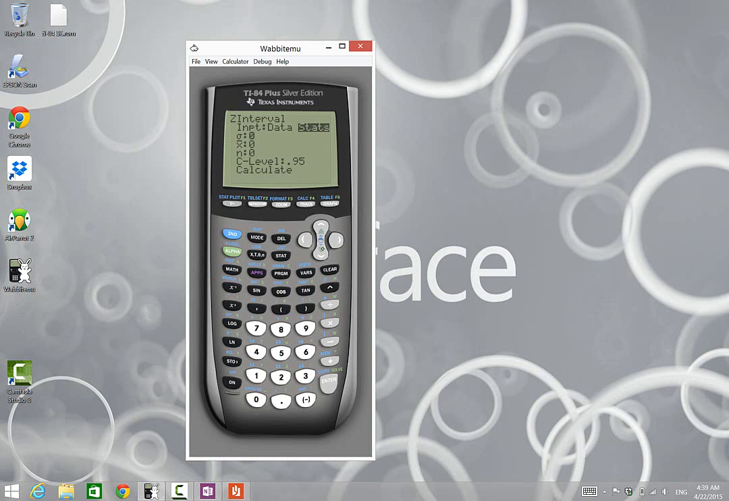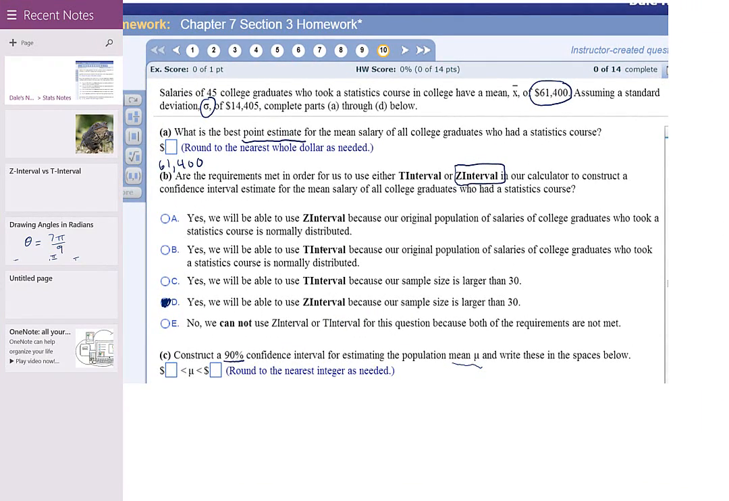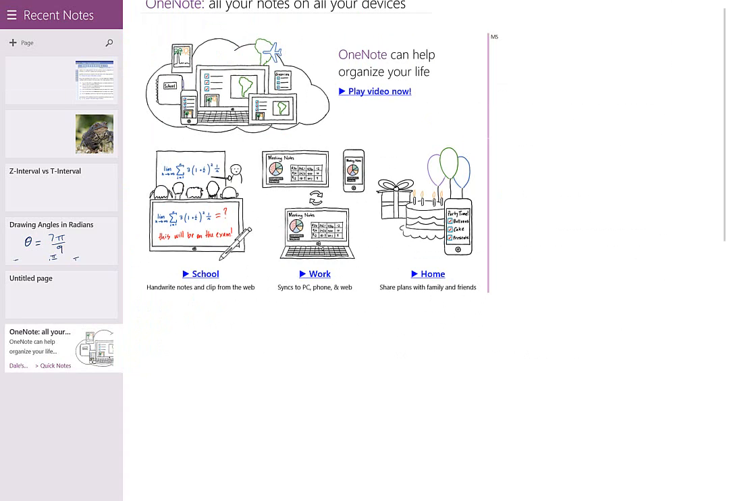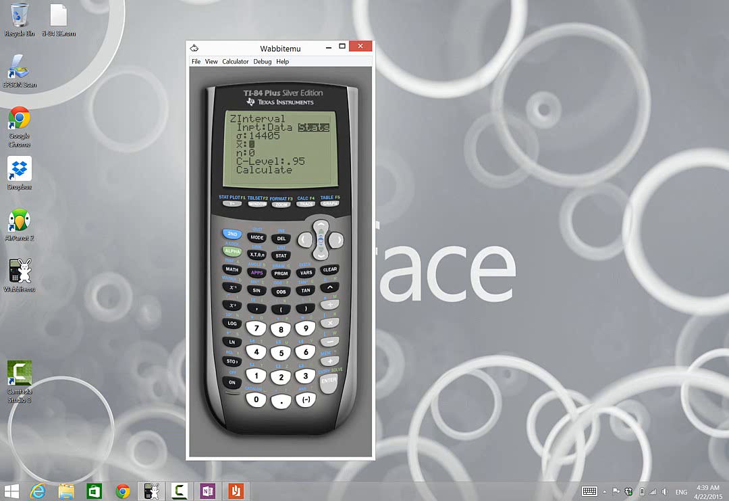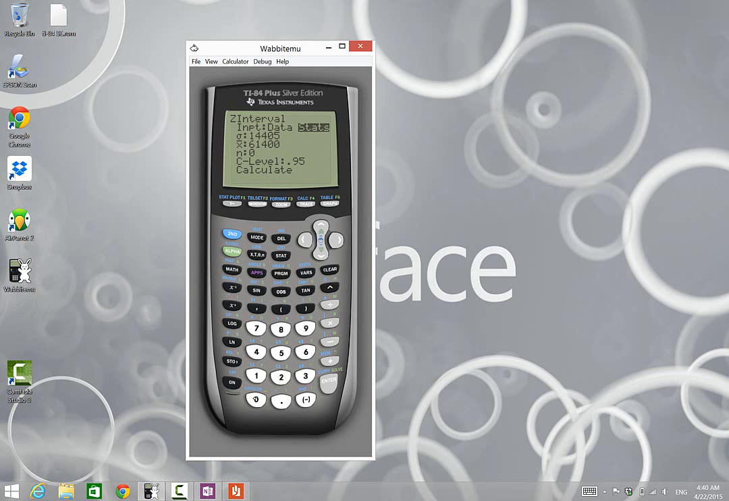My sigma is 14,405. And then my x bar is going to be 61,400. And then n, I have 45 students. And then my C-level, I want a confidence interval of 90. And then just hit calculate.